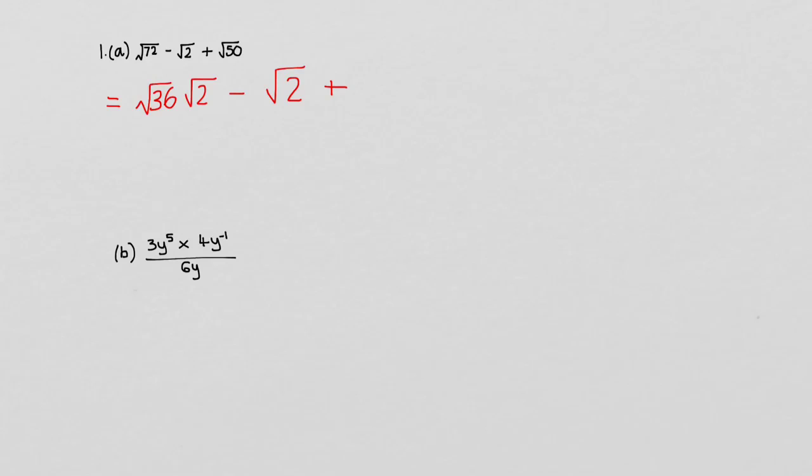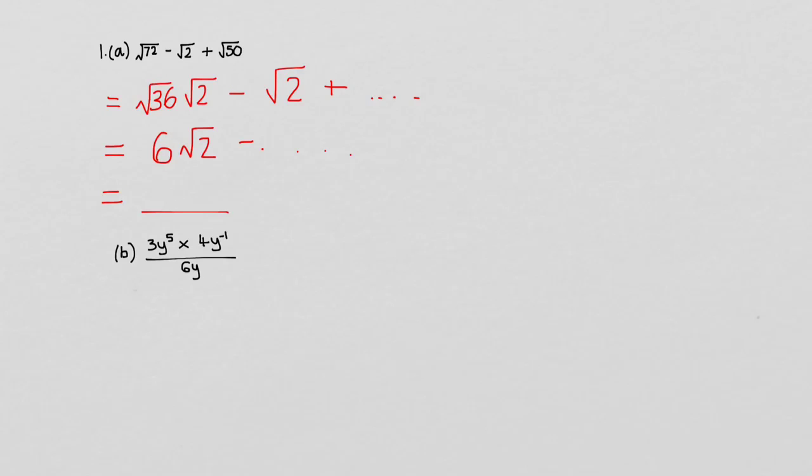root 50. So can you simplify root 50? What square number is a factor of 50? So you can finish that off, you can simplify that further. Root 36 is 6, root 2, and so on. You'll then be able to collect like terms, everything in terms of root 2, and you'll have your final answer.